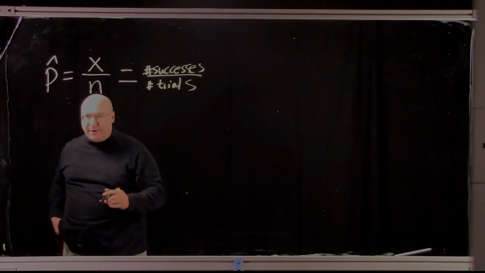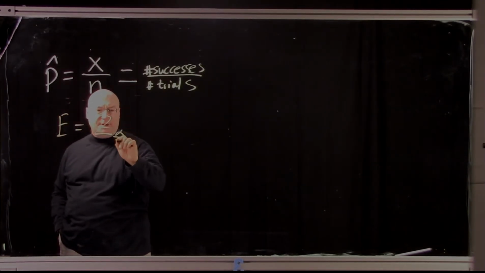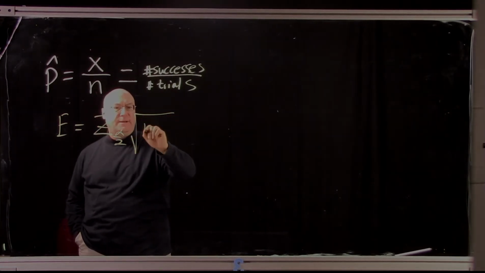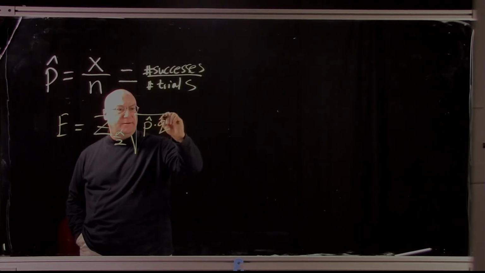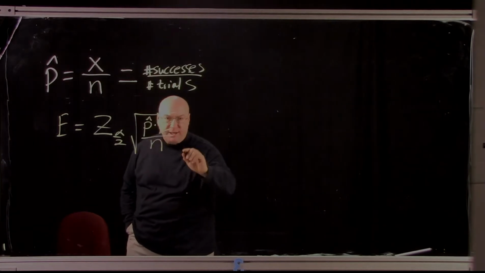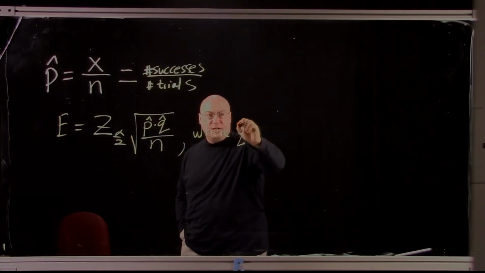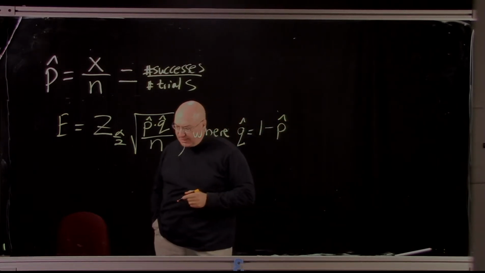What's the margin of error? Margin of error is z alpha over 2 times the square root of p hat times q hat over n, all inside the square root. And if you remember right, you'll remember that q hat is 1 minus p hat, okay?